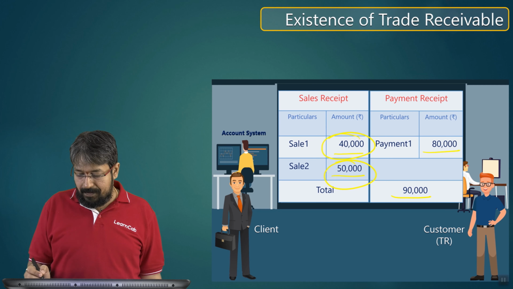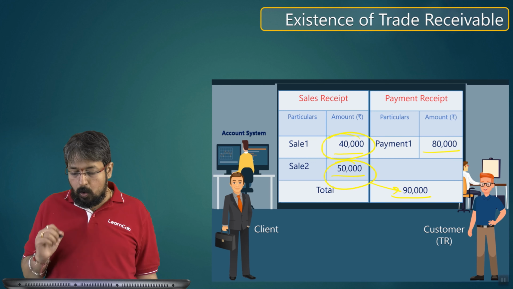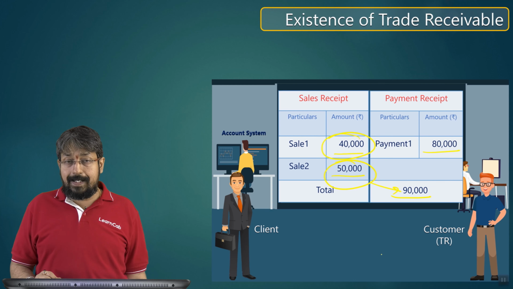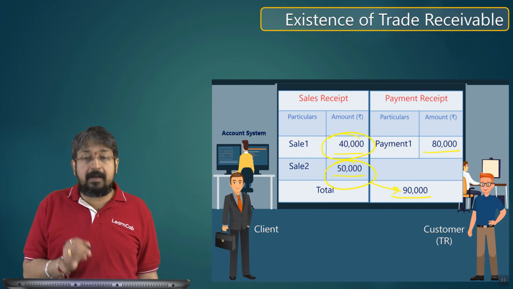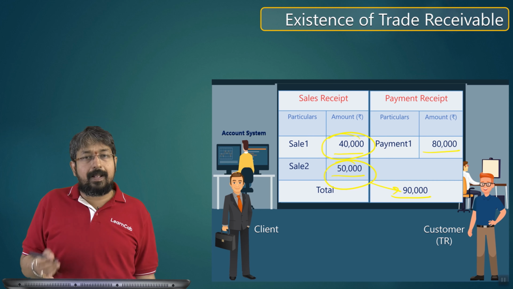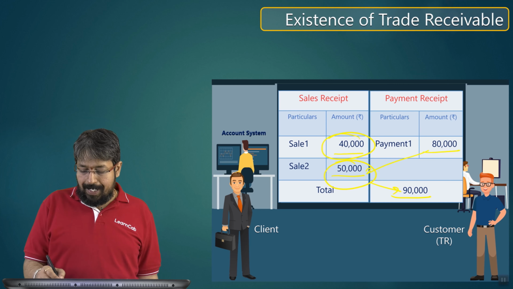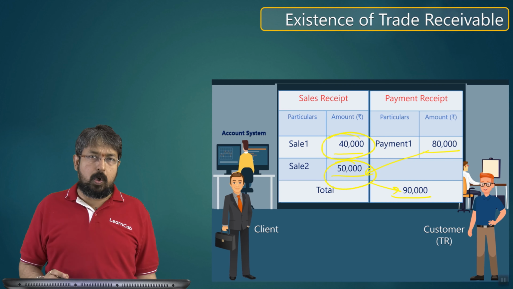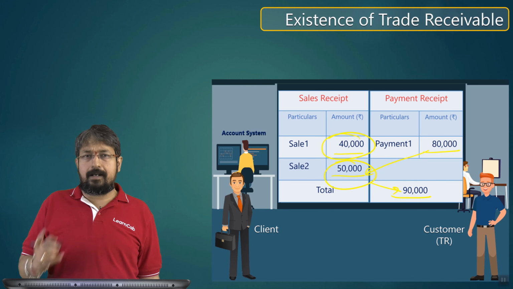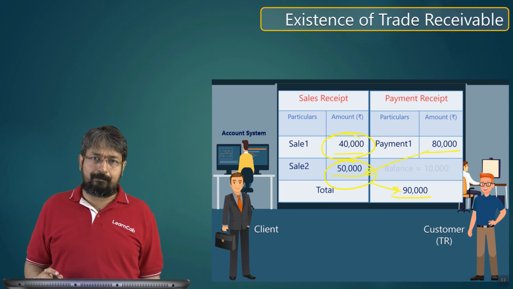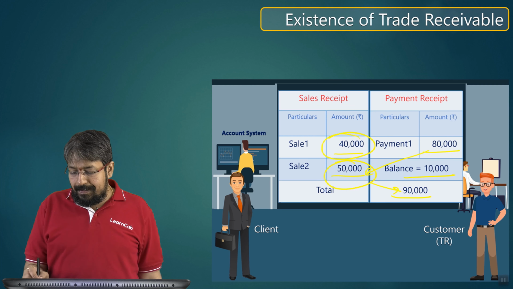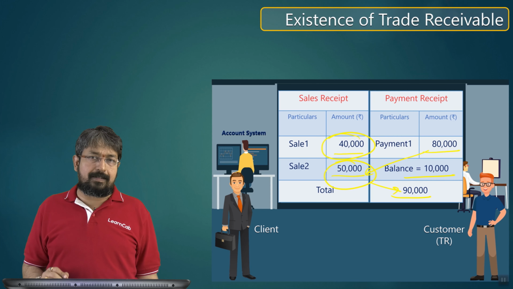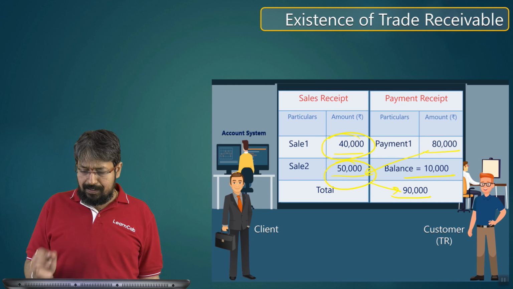So here, the total sale made is 90,000, but the payment received is 80,000. See, that is why, if no instructions are given, I cannot first adjust the sale 2 account. So go in a chronological, date-wise manner. So the balance which is to be received from the customer is now 10,000. Okay, this is one example.